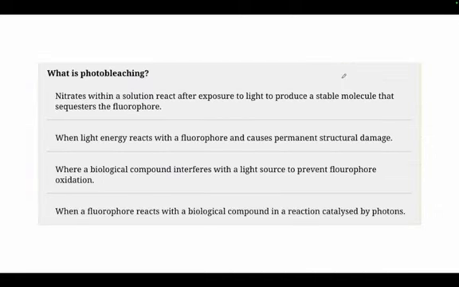Okay, what is photobleaching? This is a concept that comes up when we talk about fluorescence. If we expose our fluorescent sample for a long time, it will start to lose its fluorescence. What is happening is that light energy reacts with the fluorophore and causes permanent structural damage. And because the fluorophore is getting structural damage, it loses fluorescence with time.